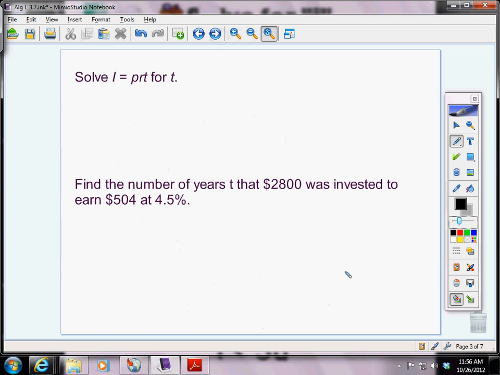Let's look at an interest problem. Notice this one says solve interest equals principal times rate times time for t. So again, we want t equals. So we take our interest equals principal times rate times time.